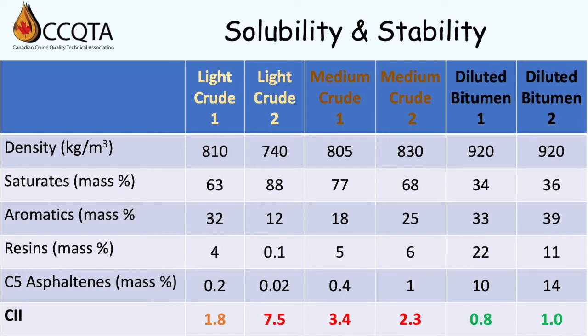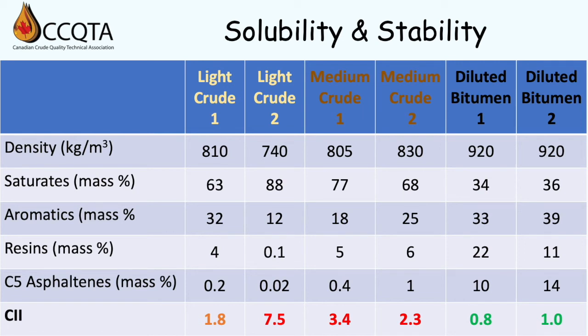These are examples of 6 crudes ranging from light to heavy with their SARA composition. The 2 light crudes are a good example of the impact of aromatics and resins on stabilization. Light crude 1 has 10 times the amount of asphaltenes as crude 2, but also has more resins and aromatics and less saturates than crude 2. Light crude 1 has a CII of 1.8, while light crude 2 has a CII of 7.5. While both are above the CII limit of 1, if you're looking to blend these with other crudes, you may consider number 1 instead of number 2.